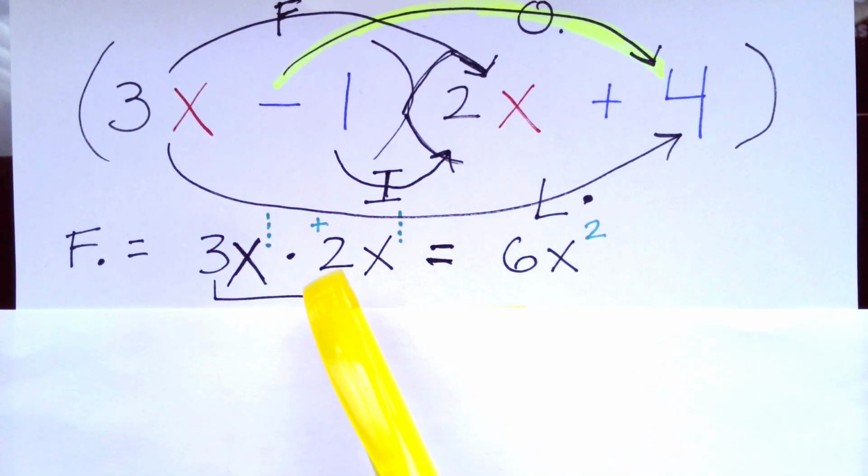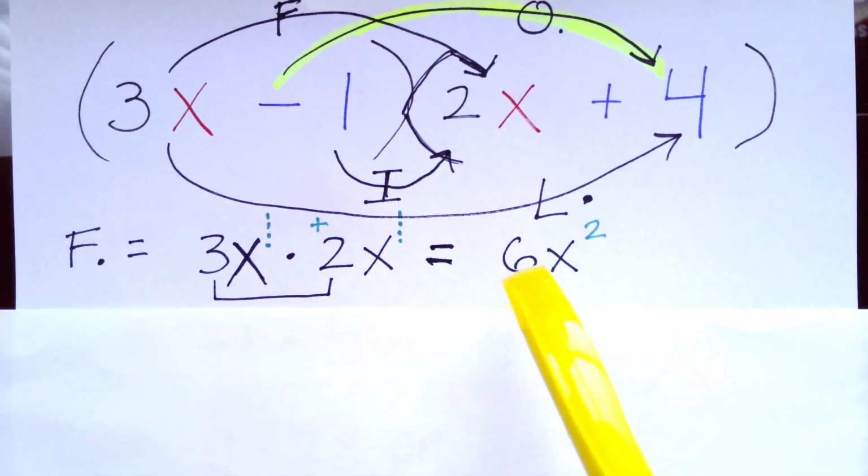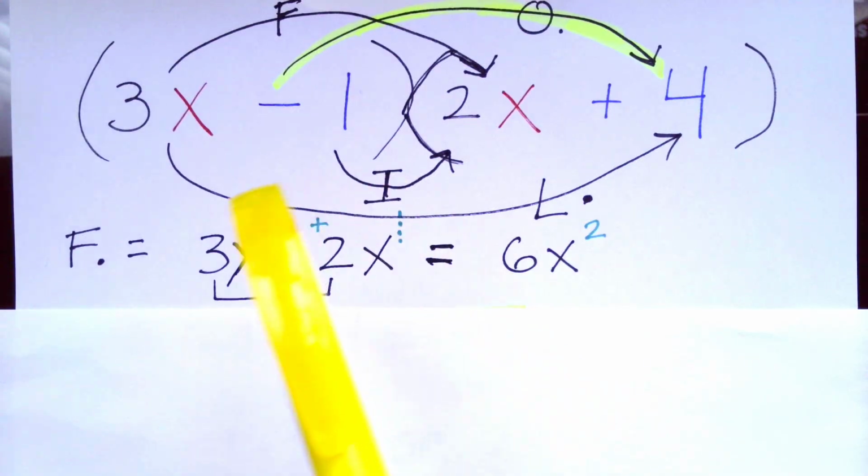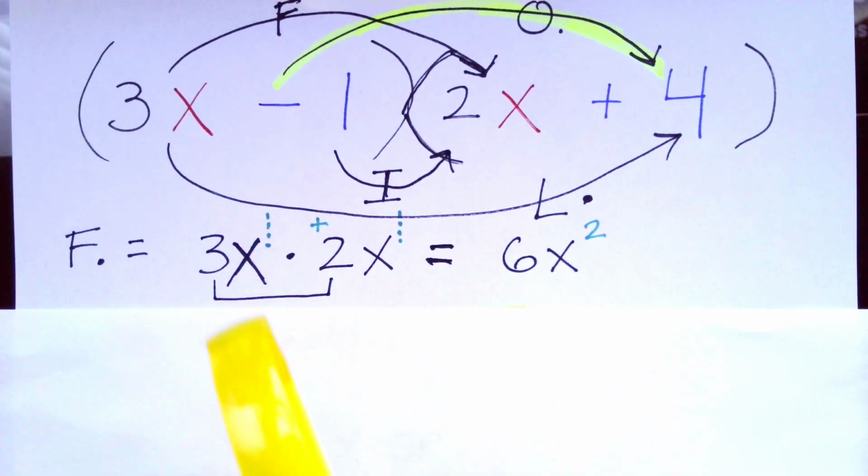3 times 2 is 6. Also, my video on invisible ones will explain this if it's still kind of confusing. Check out my video on invisible ones. So first FOIL, I get a value of 6x squared. I'm going to take all these F-O-I-L values and place them together, separated by a plus sign.